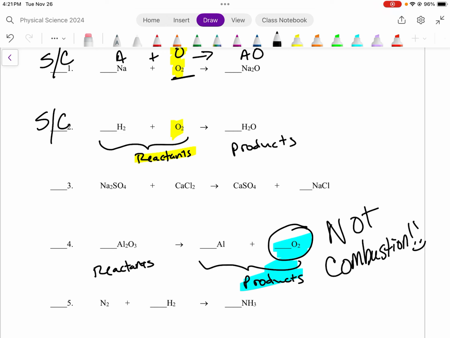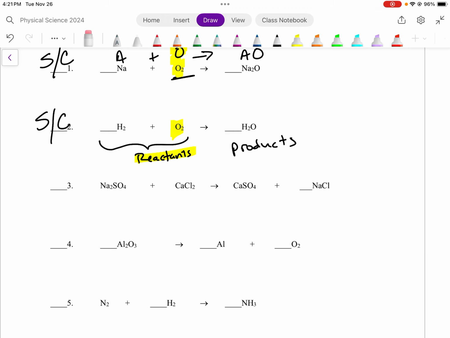So remember, if you see oxygen all by itself in the products, that is not a combustion. To be combustion, oxygen has to be all by itself in the reactants. So that sometimes trips kids up. So just keep that in mind. To be combustion, oxygen has to be in the reactants.